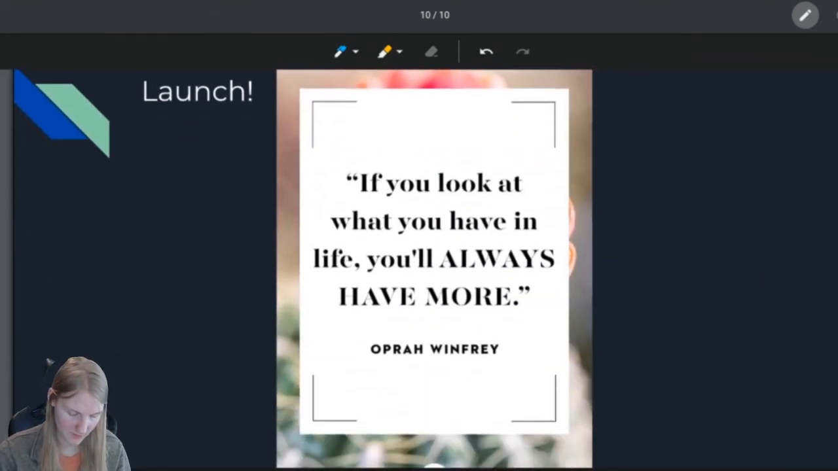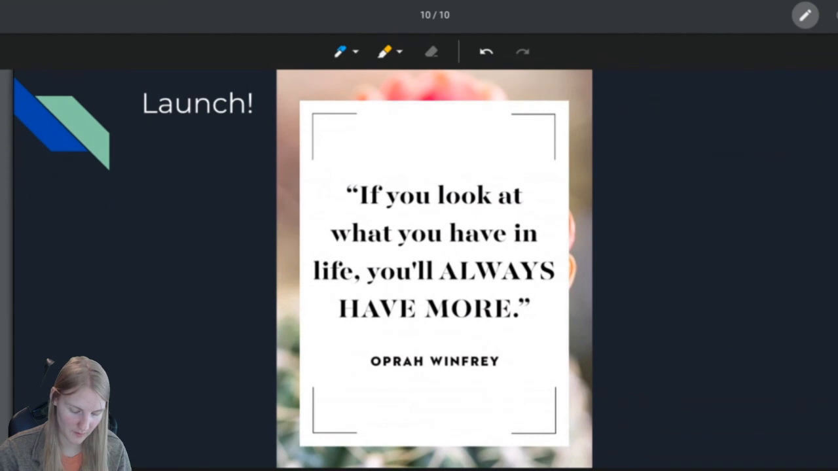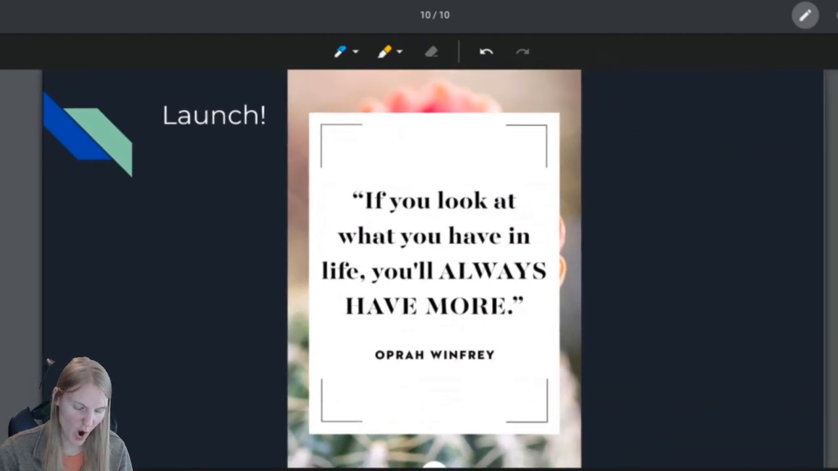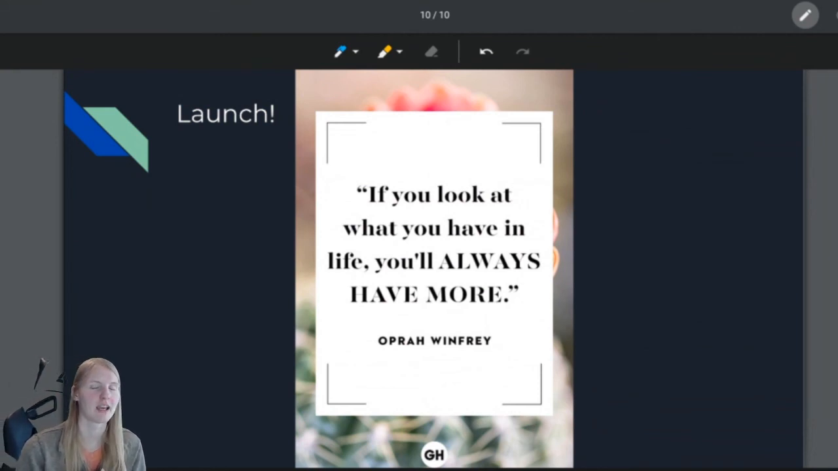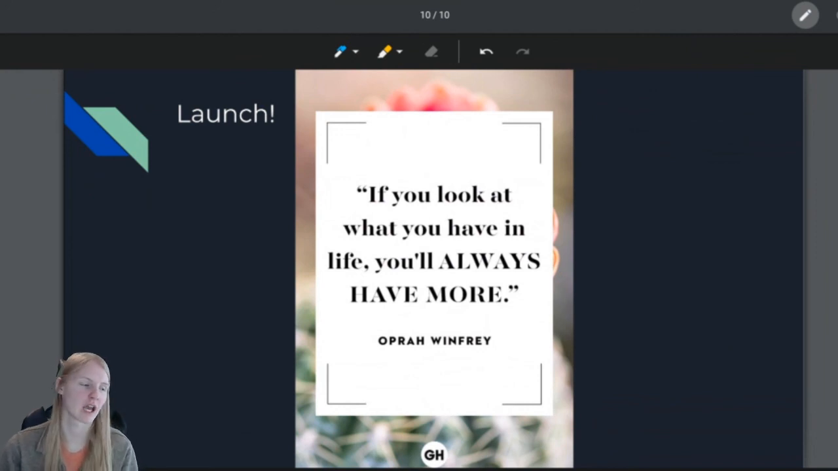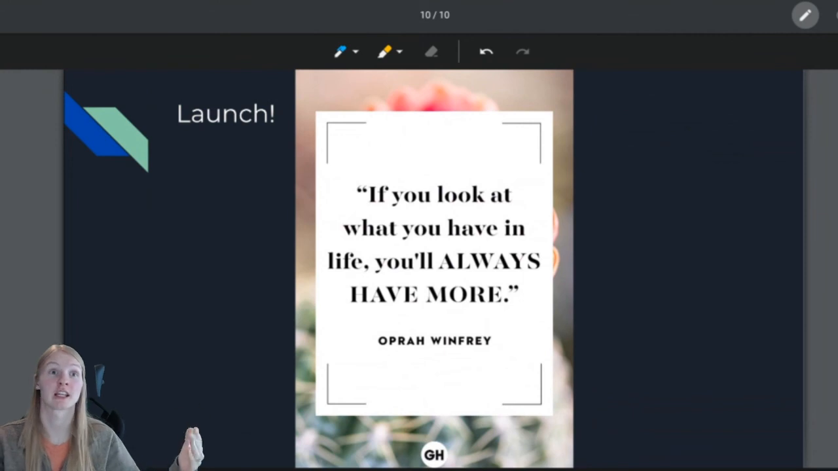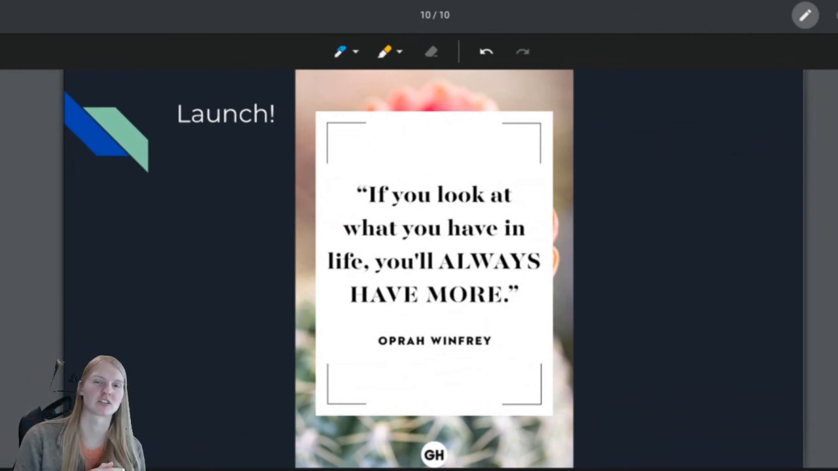And now, your lunch for today. This comes from Oprah Winfrey. If you look at what you have in life, you'll always have more. Now, what this means isn't that if you look at all of your stuffed animals, you'll suddenly get more of them. That's not what this means.